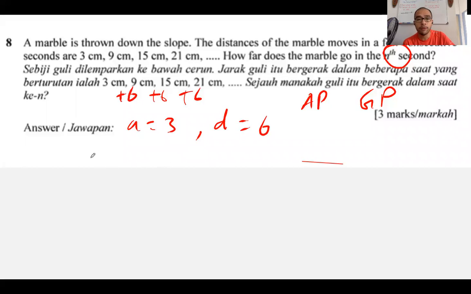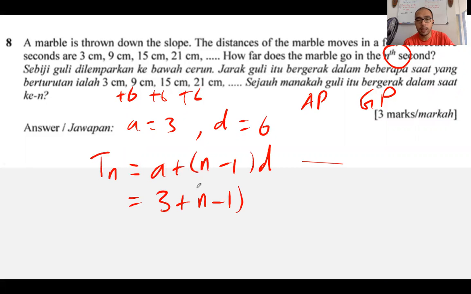Now we know the formula. Formula is Tn, okay, equals to A plus n minus 1 D. So ganti saja. A is 3 plus n minus 1 times 6. Okay, simplify this, you get 3 plus 6n minus 6. So the final answer will be 6n minus 3.